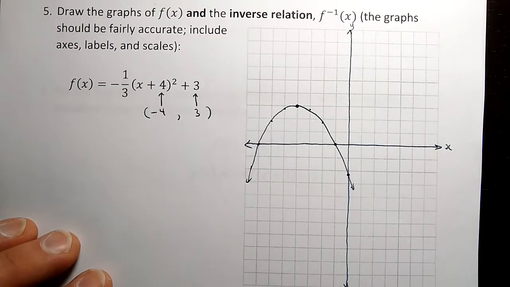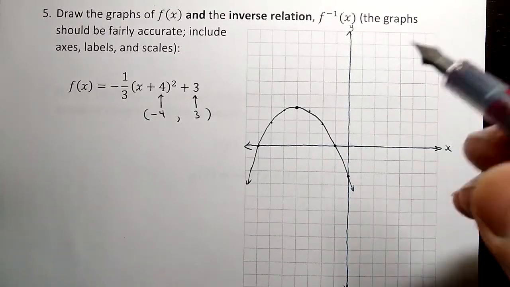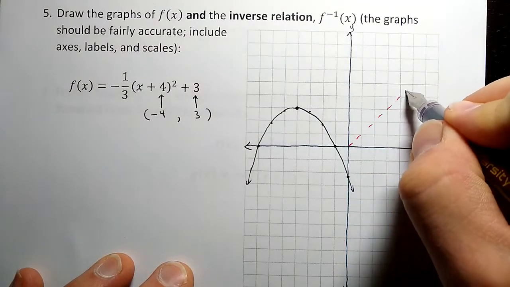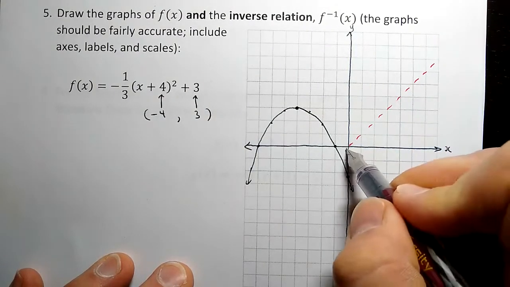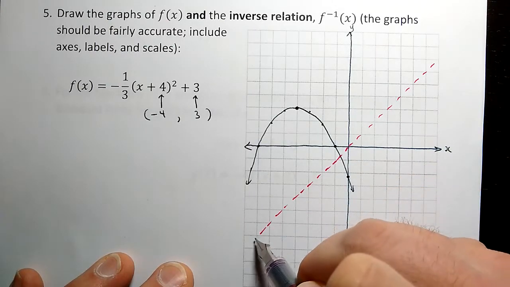Now we want to draw the inverse. The inverse has exactly the same x and y values, except they've been reversed. The y's are the x's and the x's are the y's. I'm just going to draw a little dashed line here through the line y equals x, because the inverse is a reflection in this line.